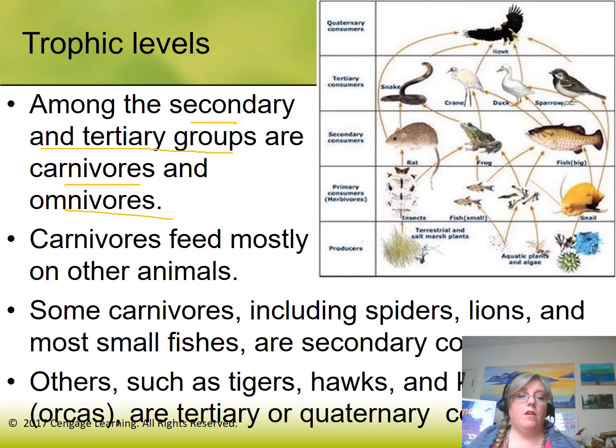But the carnivores are going to feed mostly on the other animals. And some of the carnivores, the small ones, spiders, lions, and small fishes will be secondary consumers depending on how their food web goes. Others like tigers and hawks and orcas are going to be tertiary or quaternary. So again, it depends on what you've had for lunch that day. Almost any organism can be on almost any level. It depends on who's eating what for lunch.